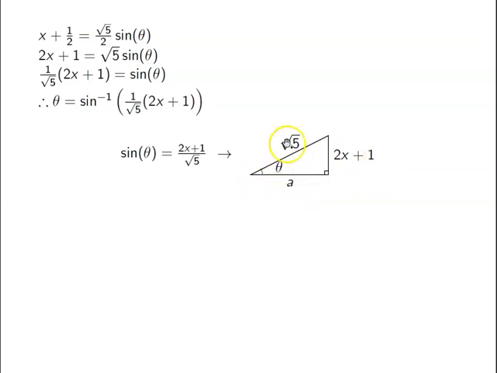But A makes sense, right? A, B, C. So I use the Pythagorean theorem. A squared plus (2x plus 1) squared equals 5. I want to solve for A. Do not multiply this out. Remember, you guys, I know algebra was a long time ago, but we want to work smarter, not harder. I just need to know what A is.